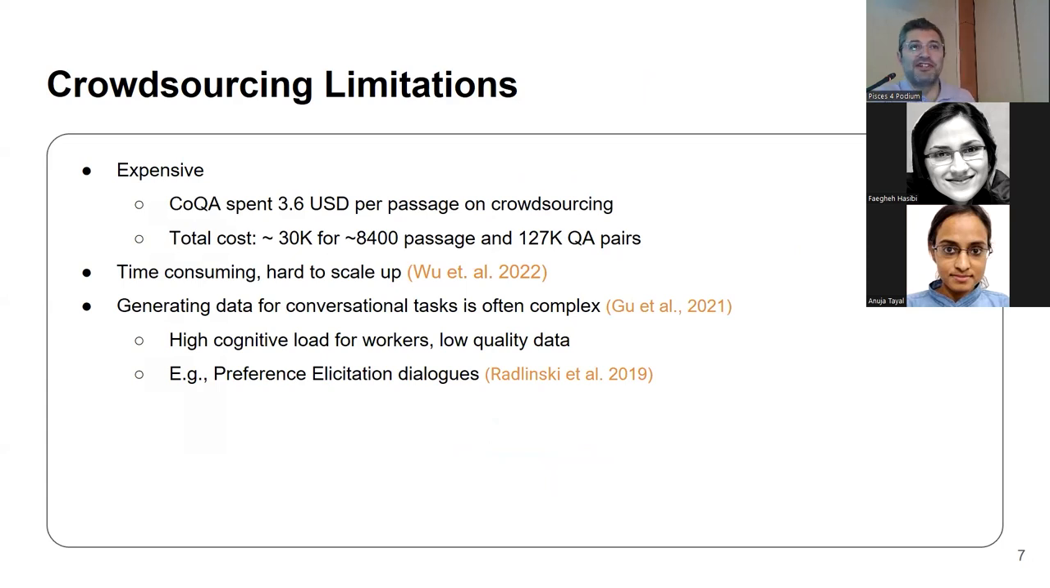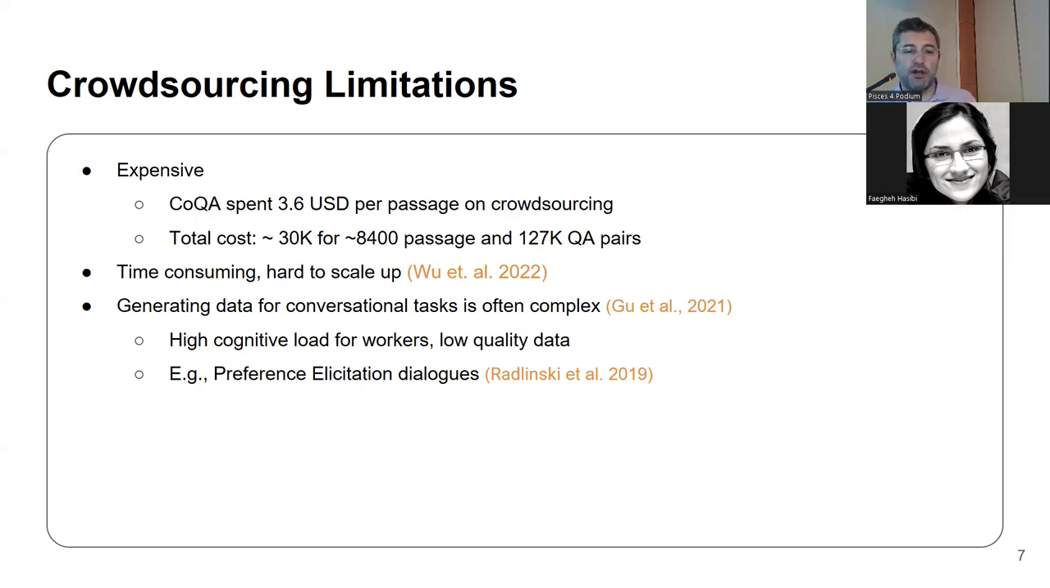Despite being cheap for what it is, it's still expensive if you want to create large amounts of data, right? So this is the conversational QA dataset, for example, that they built: about 100,000 question answer pairs in terms of conversations, about 8,000 conversations. So there were a bunch of turns for each conversation. They spent about $30,000 to do that. And that's not expensive for what it is, but it still remains expensive to build such a resource. So for whatever domain or task you want to build this kind of data, you need to put forward this kind of cost.